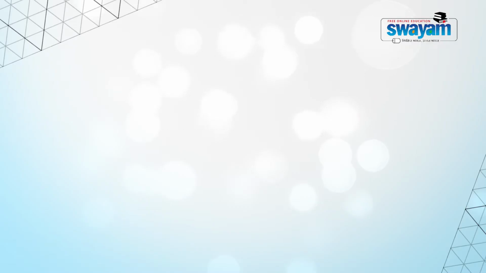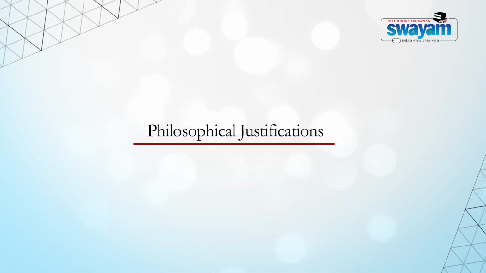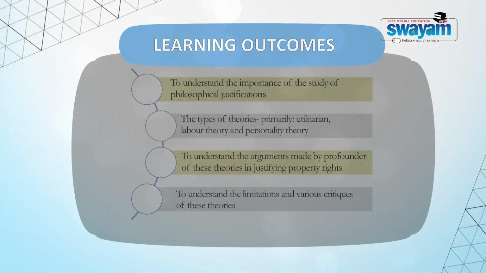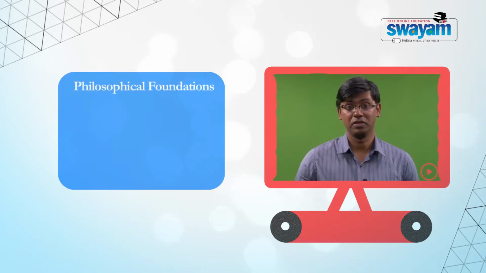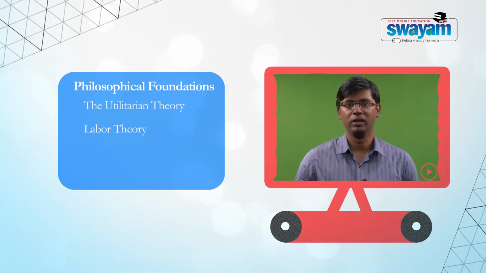Today we are going to focus on philosophical justifications of intellectual property rights. The presentation will be structured. Firstly, we will be discussing utilitarian theory. Secondly, we will be discussing the Lockean labor theory, and thirdly, we will be looking at Hegel's personality theory.